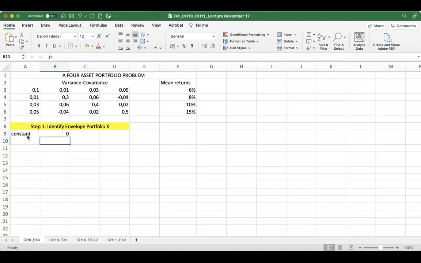Now remember, to find the composition of the portfolio X or any envelope portfolio, you need to identify the Z vector. And the Z vector is the inverse of the variance covariance matrix multiplied by the vector of the risk premium, which is the difference between the mean returns and the constant.